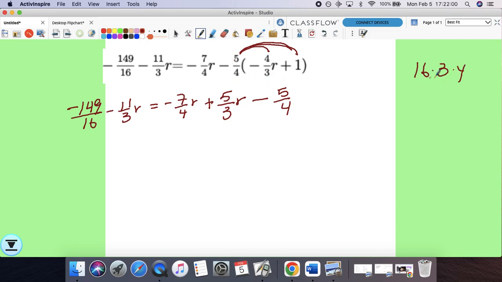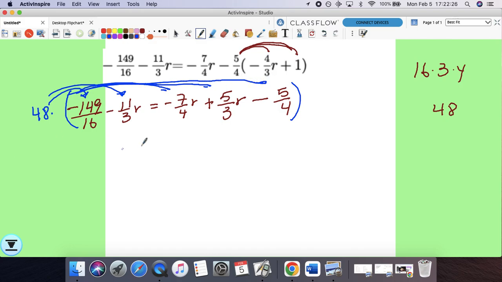So the common denominator between 16, 3, and 4 is 48. Is it? Yes. So what we can do, I'm going to put a big parenthesis here, and I'm going to put 48. And we're going to multiply 48 times every single fraction on the left side as well as on the right side. And that's going to get rid of the fractions, and then I don't have to deal with it. So let's do the first one.